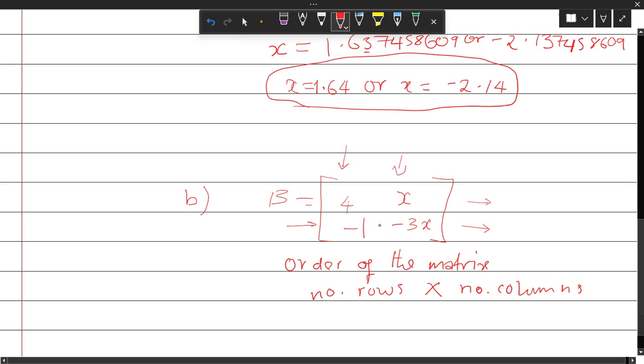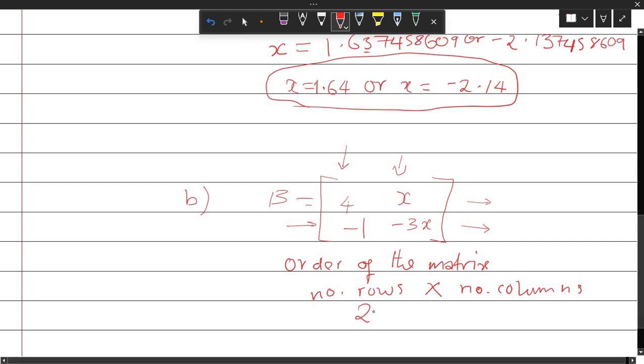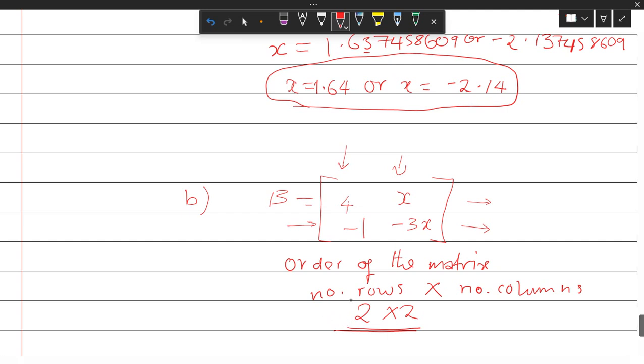It's not always that they'll give you 2 by 2, they can give you 4 by 4, or 3 by 3. So this is just the way you know. This matrix has 2 rows multiplied by 2 columns. So the order of this matrix, or the size of this matrix, is 2 by 2.